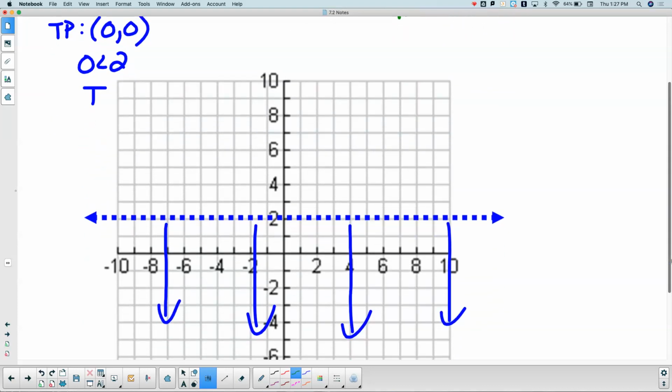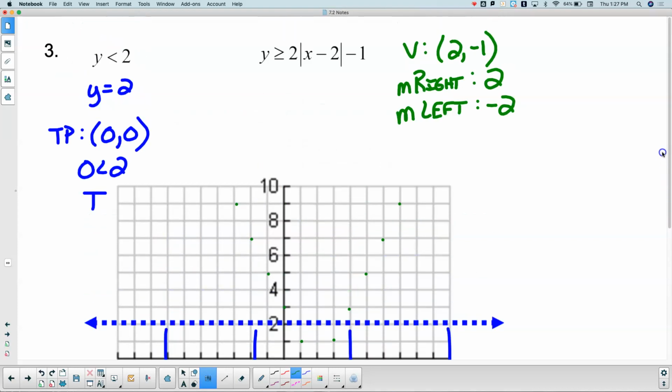Putting all that together, 2 comma negative 1 is there. Slope of 2, negative 2. It's going to be a solid line.